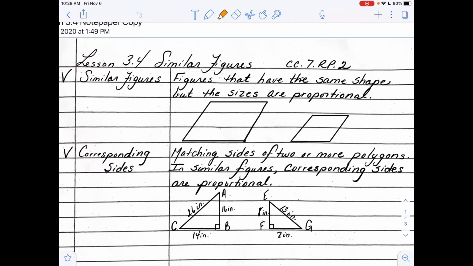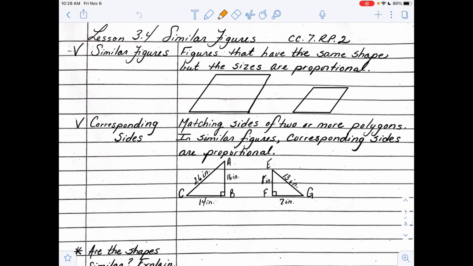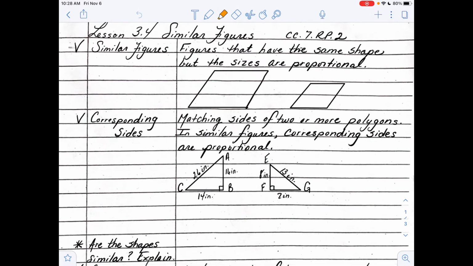Okay, today we're going to be talking about similar figures, and I will be honest that today's lesson is very vocabulary and definition oriented and not a lot of examples. So I need you to make sure that you understand these words. The first and most important word for right now is similar figures.